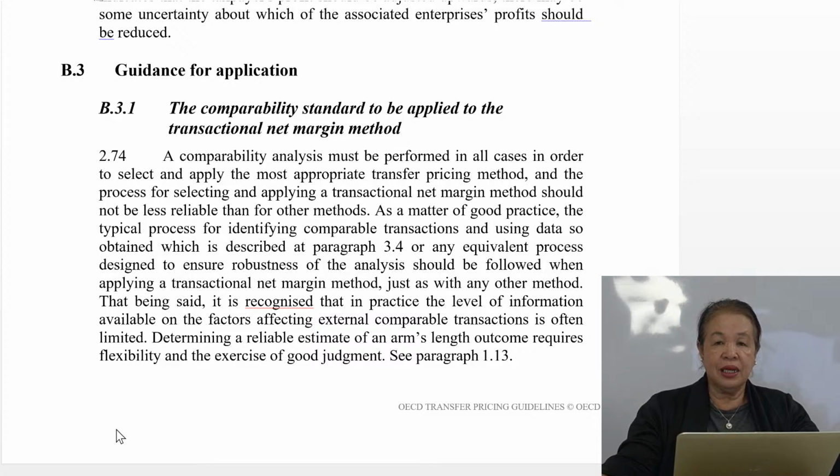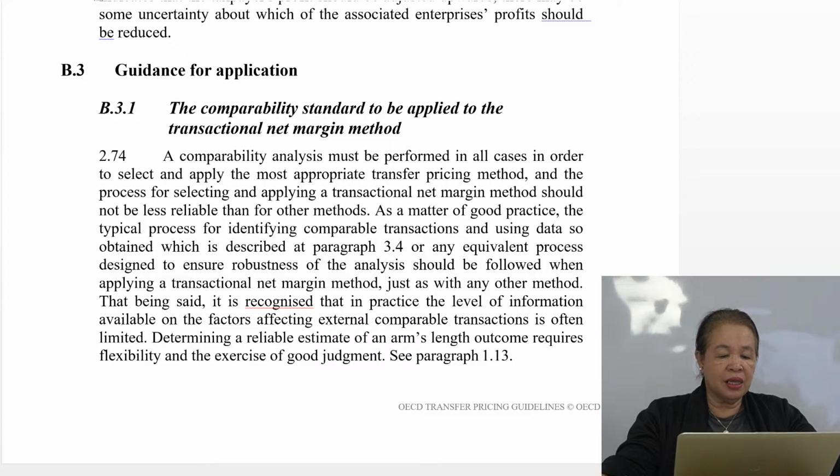So comparability analysis must be performed in all cases in order to select and apply the most appropriate transfer pricing method, and the process for selecting and applying a transactional net margin method should not be less reliable than for other methods. So as a matter of good practice, the typical process for identifying comparable transactions and using data so obtained, which is described at paragraph 3.4, or any equivalent process designed to ensure robustness of the analysis, should be followed when applying a transactional net margin method, just as with any other method.